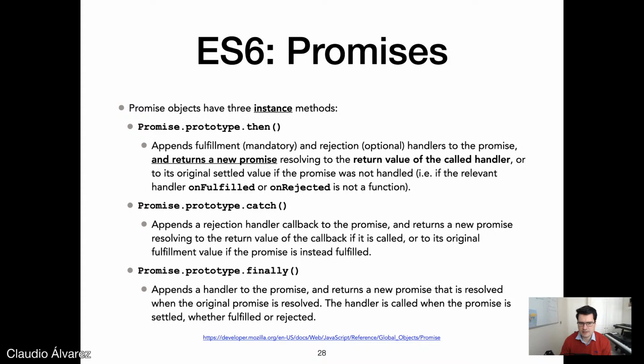Entonces, lo que hay que ir entendiendo, les voy a ir dando más información. Las promesas tienen tres métodos de instancia. Un método que es el then, ¿ya? Dice appends fulfillment and rejection handlers to the promise and returns a new promise resolving to the return value of the called handler or to its original settled value if the promise was not handled.